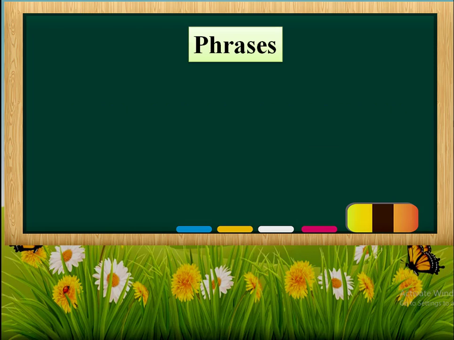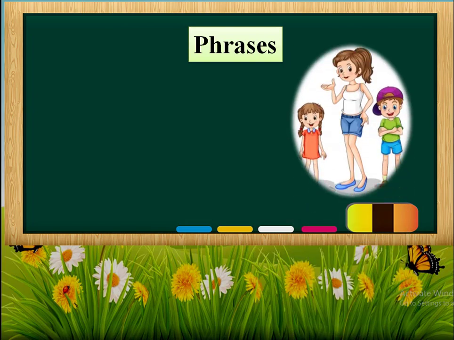Let's see an example. A tall girl. Is it a group of words? Yes, it is. Here it does not have a subject or verb combination. Does it make any sense when used alone? Is it conveying any meaning or thought? No. It has no meaning if it is used alone.